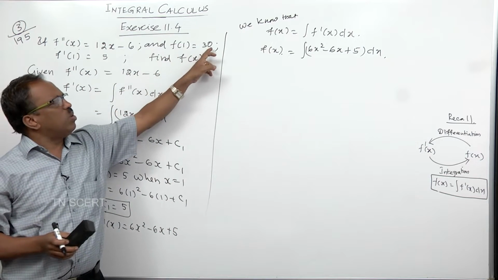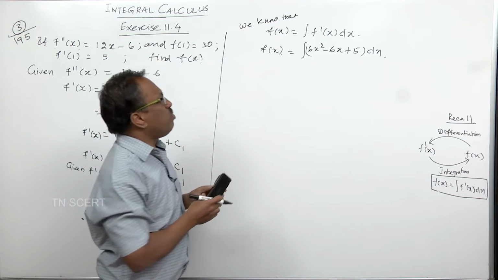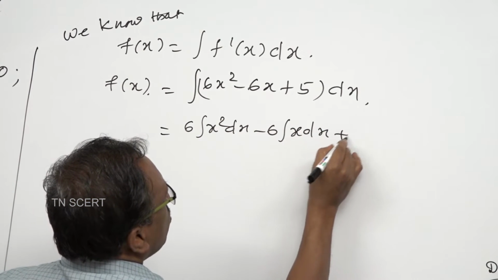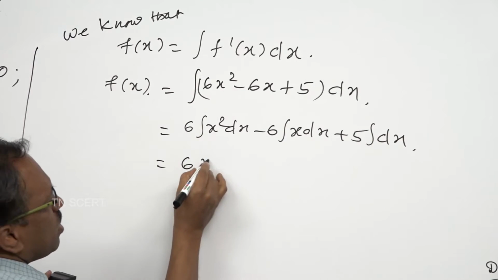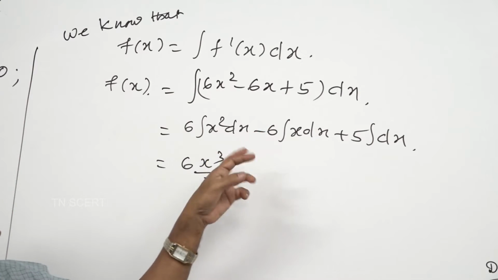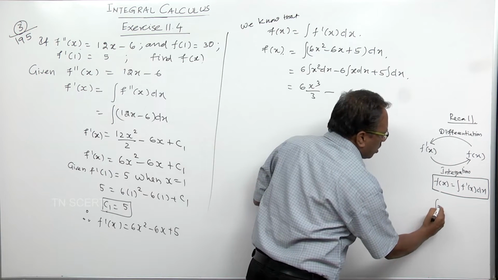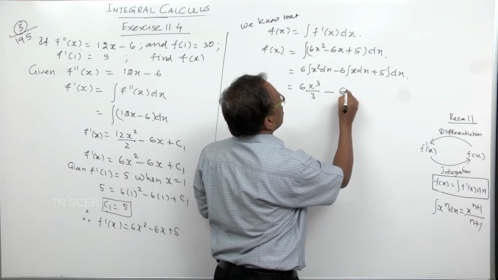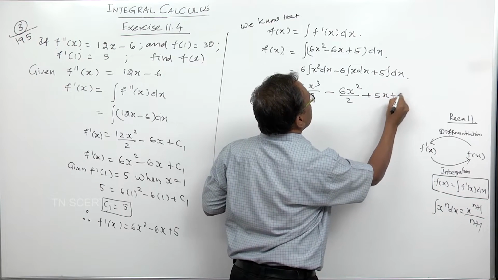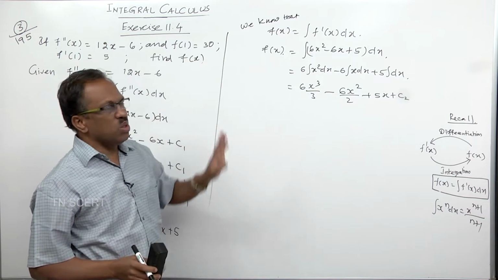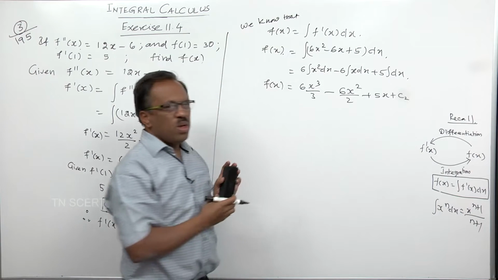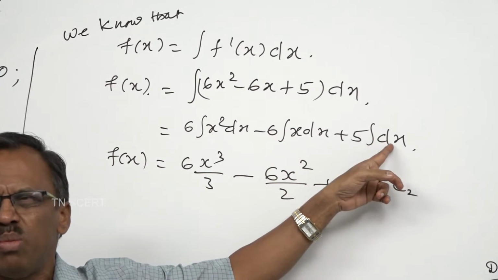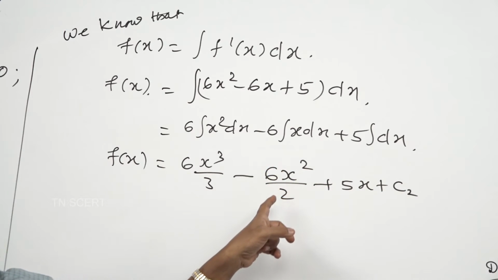So, here f of 1 is equal to 30 is given. That means, while integrating here, 6 integral x square dx minus 6 integral x dx plus 5 into integral dx. That means 6x cube by 3, ordinary integration process: x power n dx becomes x power n plus 1 by n plus 1. So, 6x squared by 2 plus 5x plus c2 here. Remember that x square will become x cube by 3, x will become x squared by 2, integral dx will become x. The constant as usual, because it is an indefinite integral, we have to apply the constant.